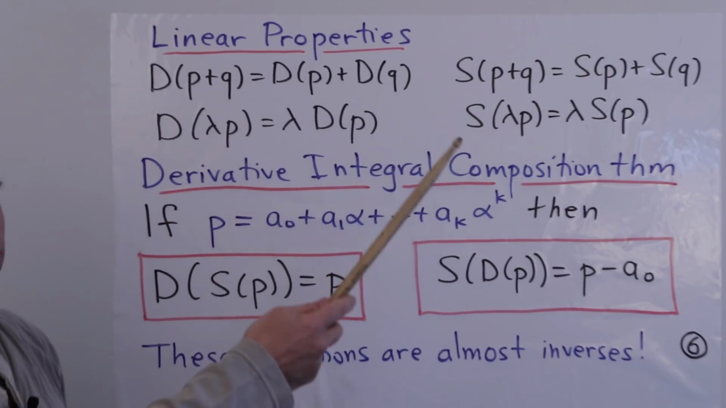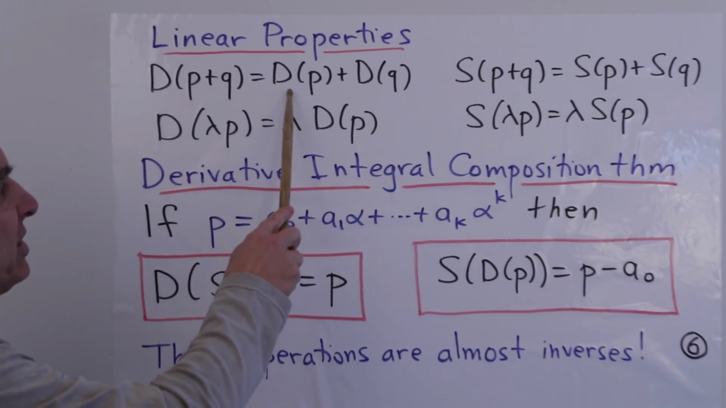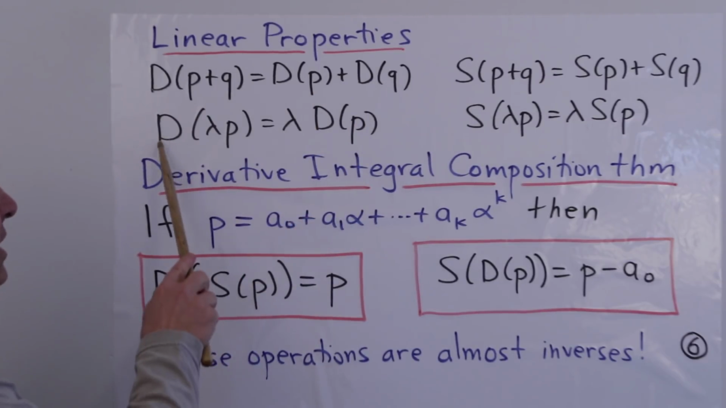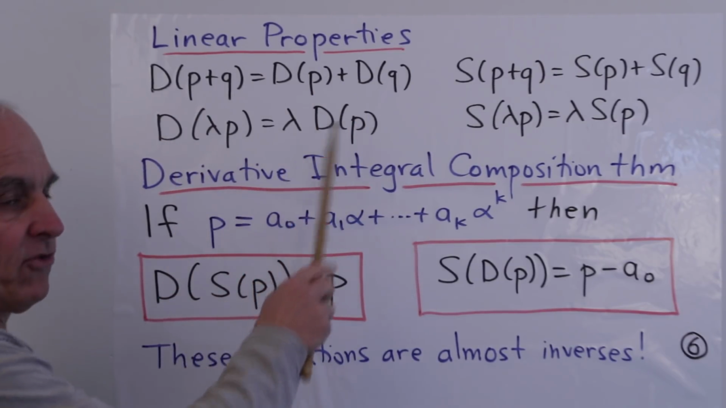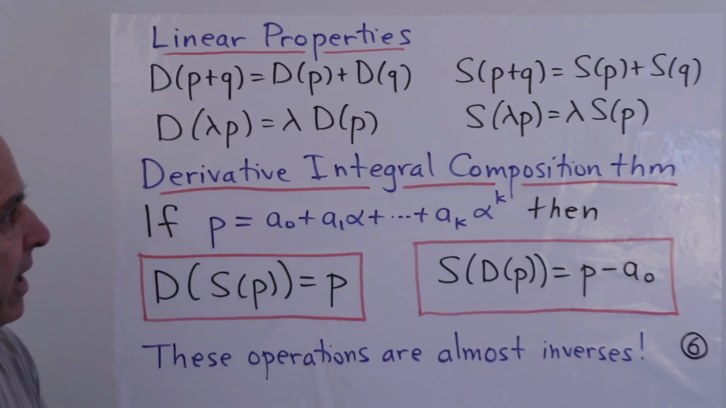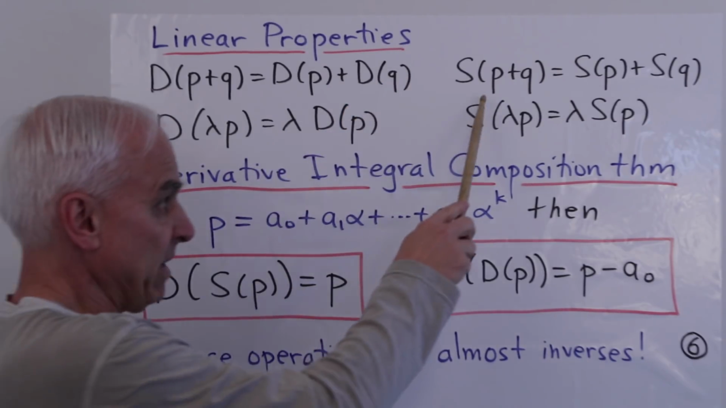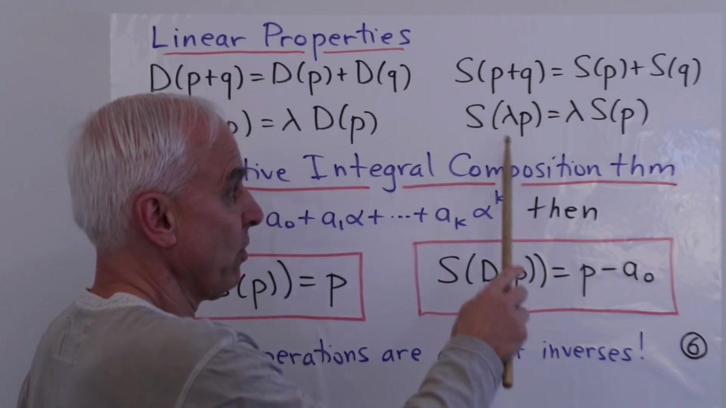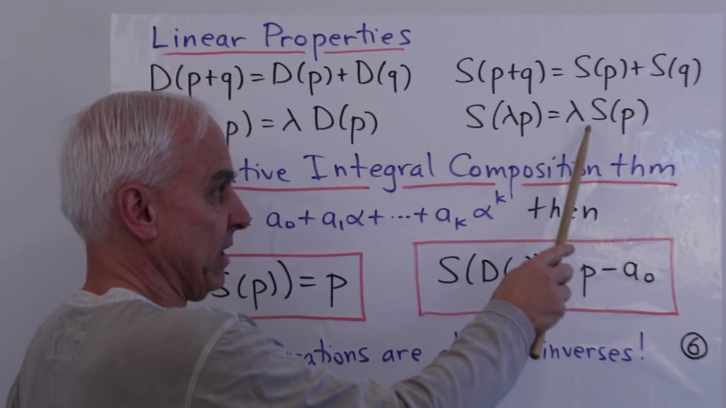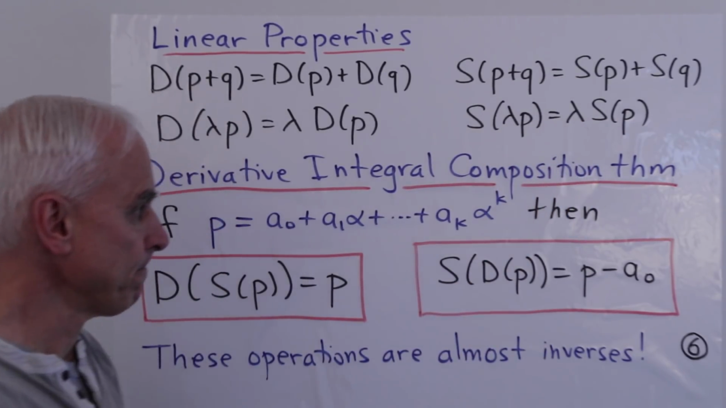All right, so our formal Faulhaber derivative and Faulhaber integral obey some pleasant properties. First of all, they're linear. So d of p plus q is d of p plus d of q, and d of lambda times p is lambda times d of p, where lambda is a number. And same thing for the integral. S of p plus q is s of p plus s of q, and s of lambda times p is lambda times s of p.